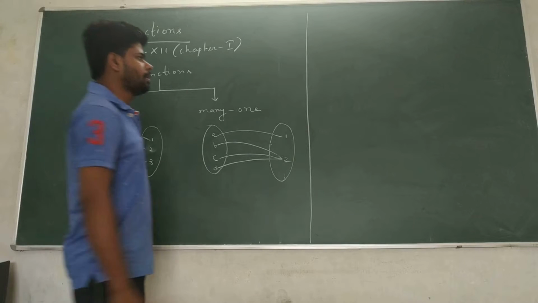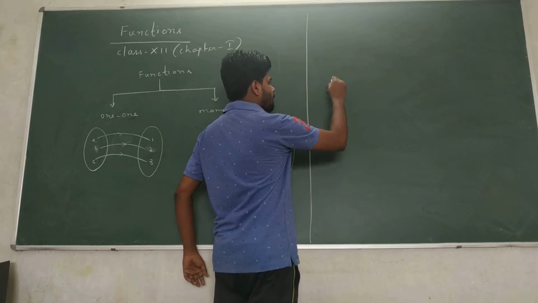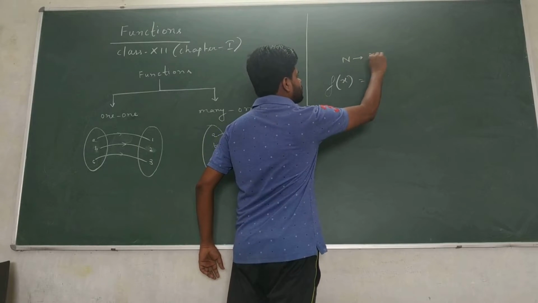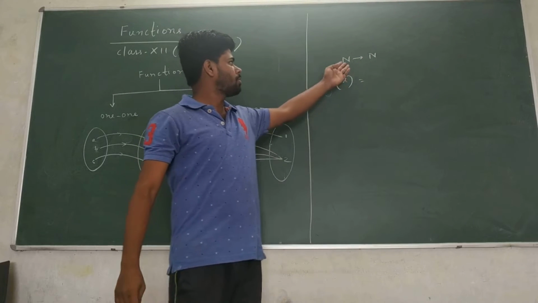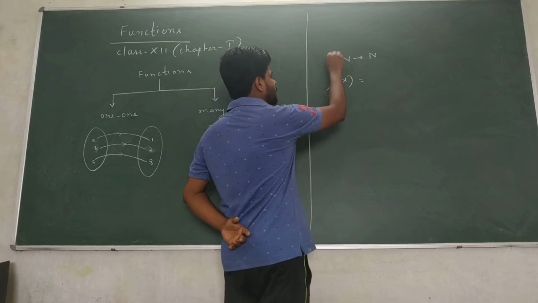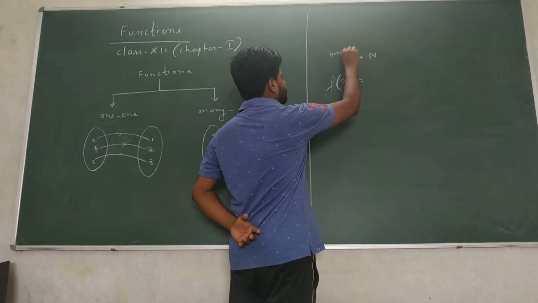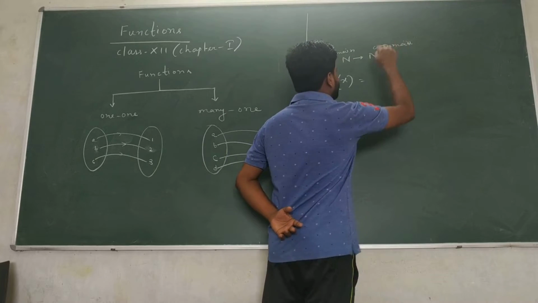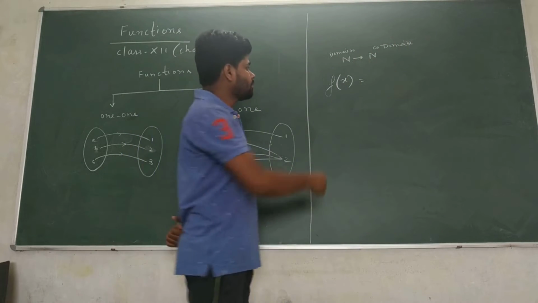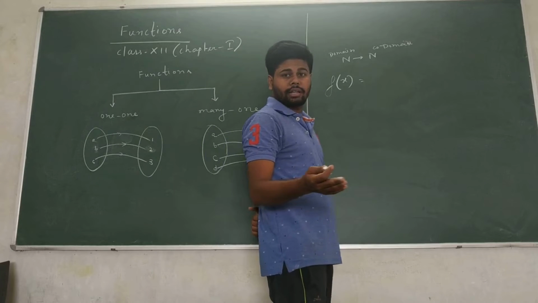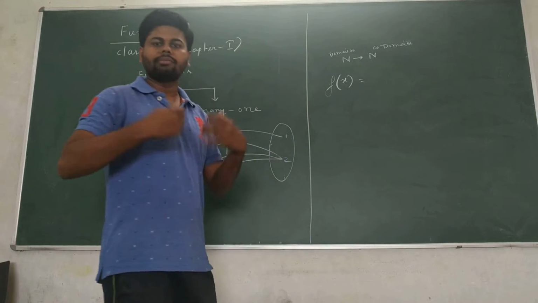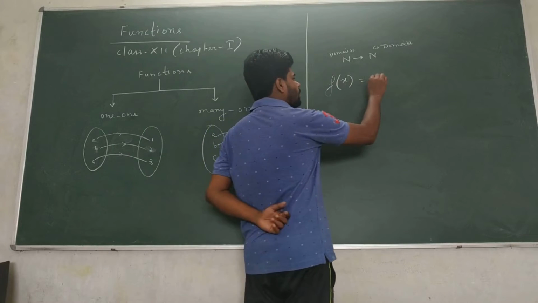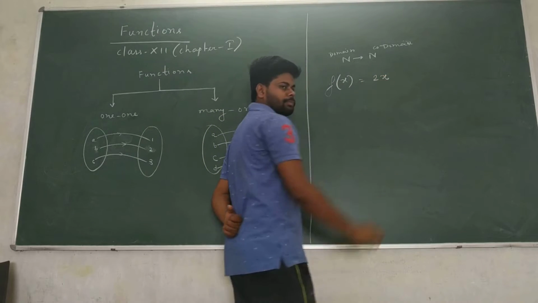Let us take one example. If I take a function from natural number to natural number, this is my domain and this is my codomain. So it is from N to N. Like I told, it is like a factory: if you give some input, you will get some output. So let the function be f(x) = 2x.